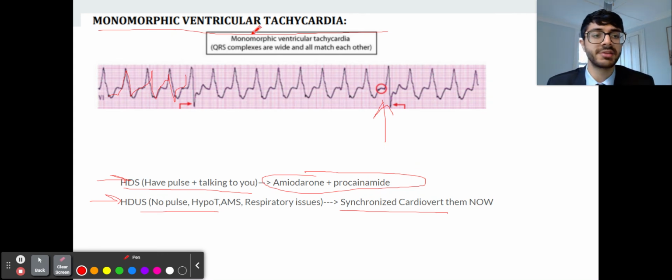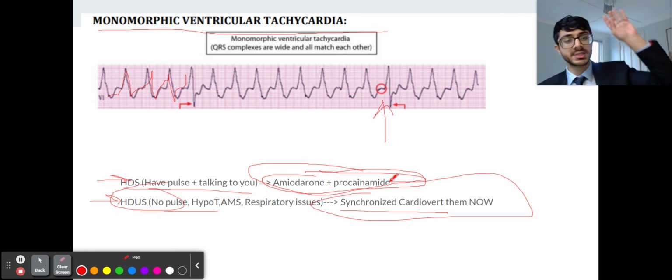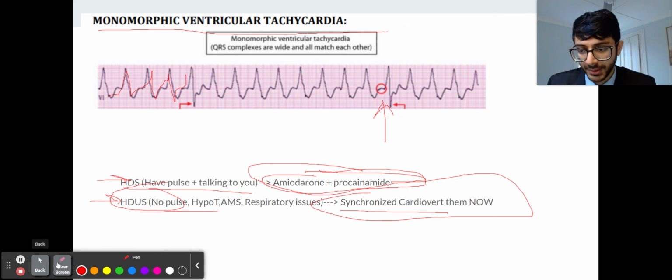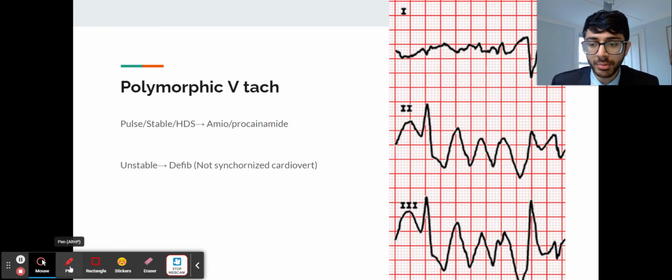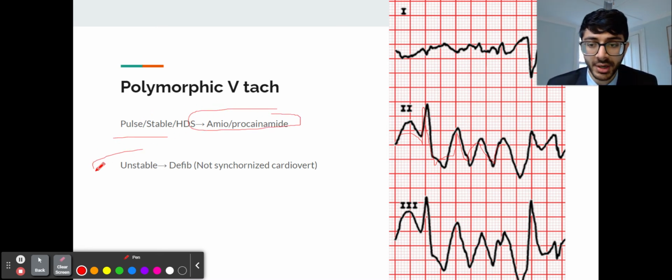So monomorphic V tach, if they're stable, you do pharmacological cardioversion. If they're unstable, you do electrical cardioversion. So kind of remember that: stable, this; unstable, that. Polymorphic V tach is the same thing, ventricular tachycardia, but look at this. One beat is going like that, and the other is something like that, and another something else. Same thing: if they're stable, pharmacological cardioversion, amio and procainamide. If they're unstable, defib. You're just going to defib them.